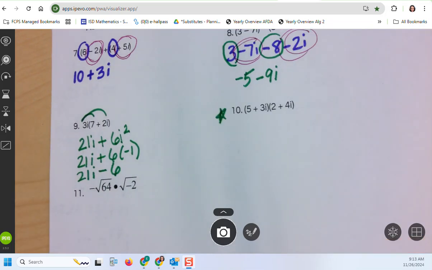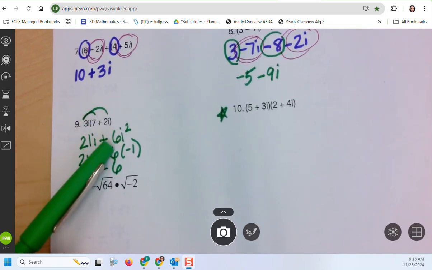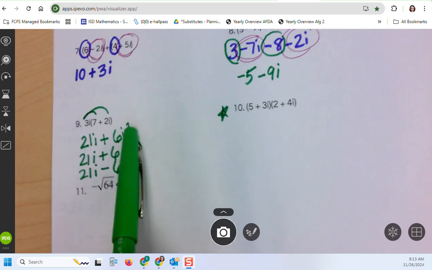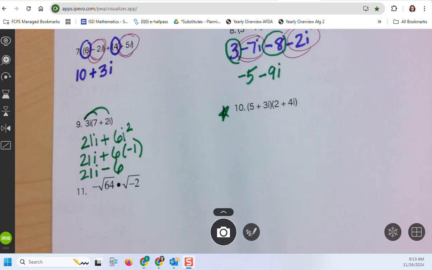And for some reason, I keep stopping my recording. I just want to make sure I explain this problem on the recording. 3i times 7 was 21i. 3i times 2i is 6i squared. And then we replace the i squared with negative 1. And then we have our final answer, 21i minus 6. So everybody's working on 10 now.